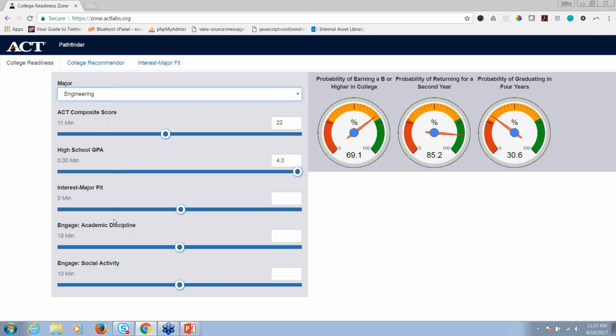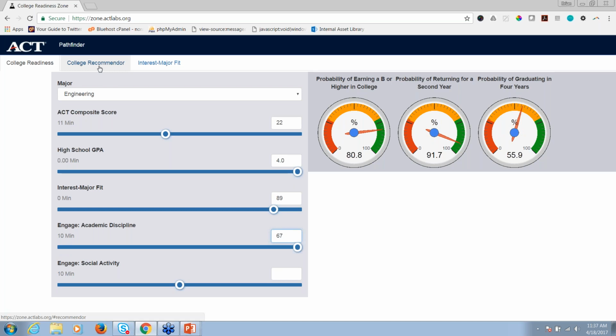Other predictors that we've included in this prototype are the interest major fit that Jeff just went over. So if they have good fit, we can update the model. And if they're highly motivated, so the academic discipline scale from Engage that we talked about earlier, again, the results will update.